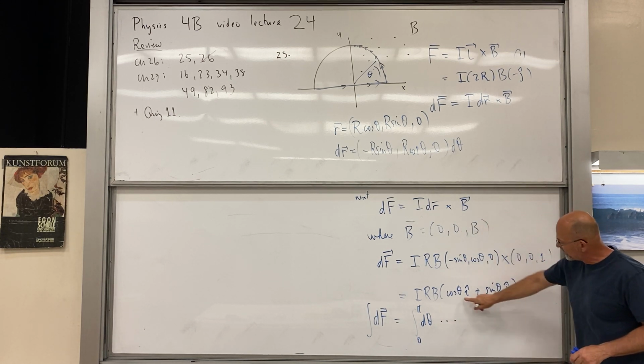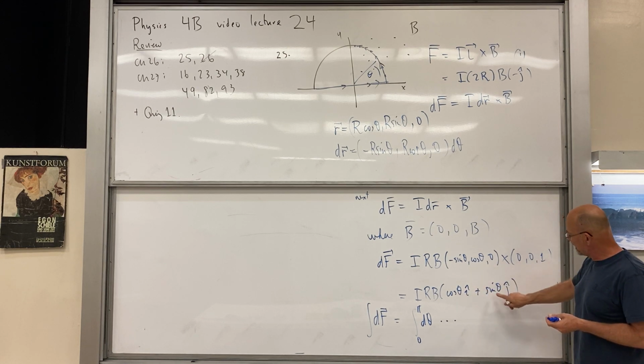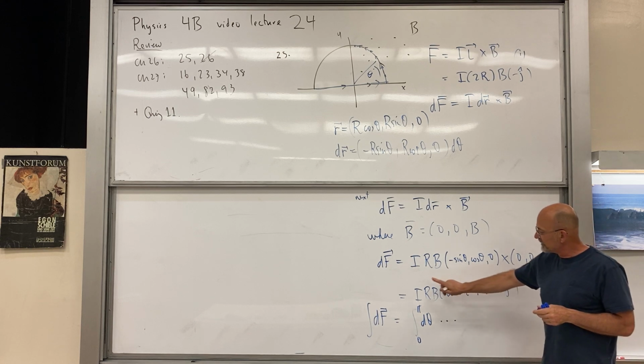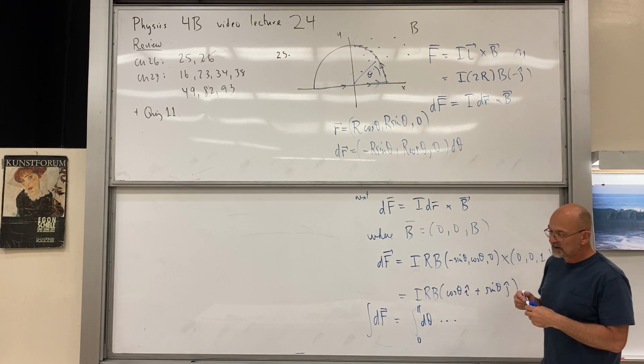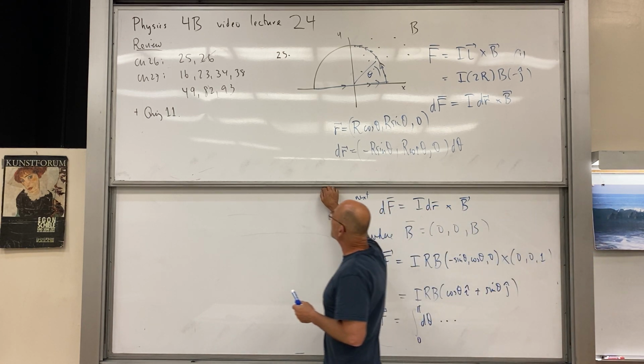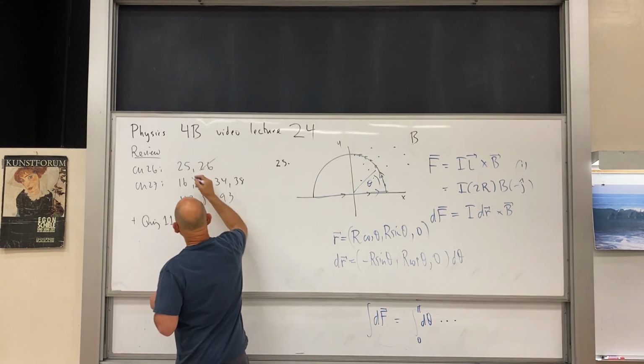So I just described it. You integrate over cosine, you get a 0. Integrate sine from 0 to pi, you get 2, and there's your 2IRB. Good. So that takes care of 25.